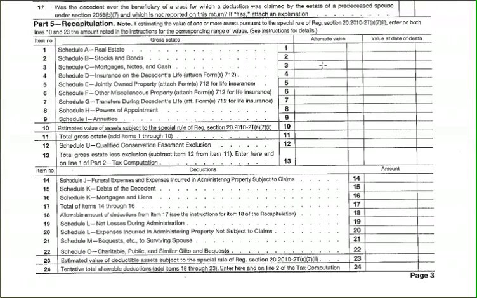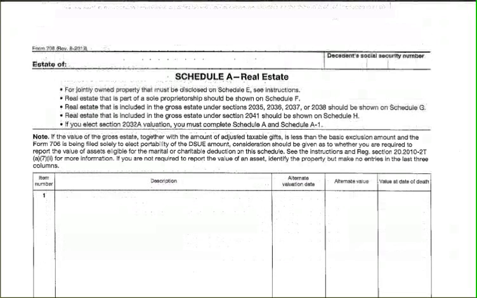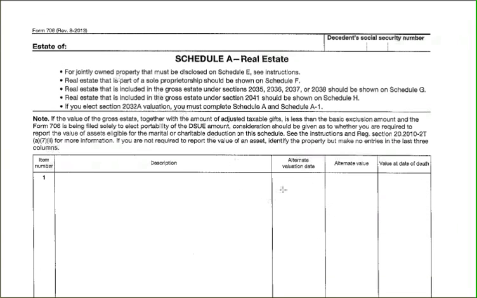If you look at the schedules, say Schedule A, you'll see that an alternate value column is listed as well. So here we are at Schedule A. Again, if you have an alternate valuation date, you would need to put down that value, and the value at the date of death. These columns are only used if a Section 2032 election is being made, so do not worry about this column unless the election is made.